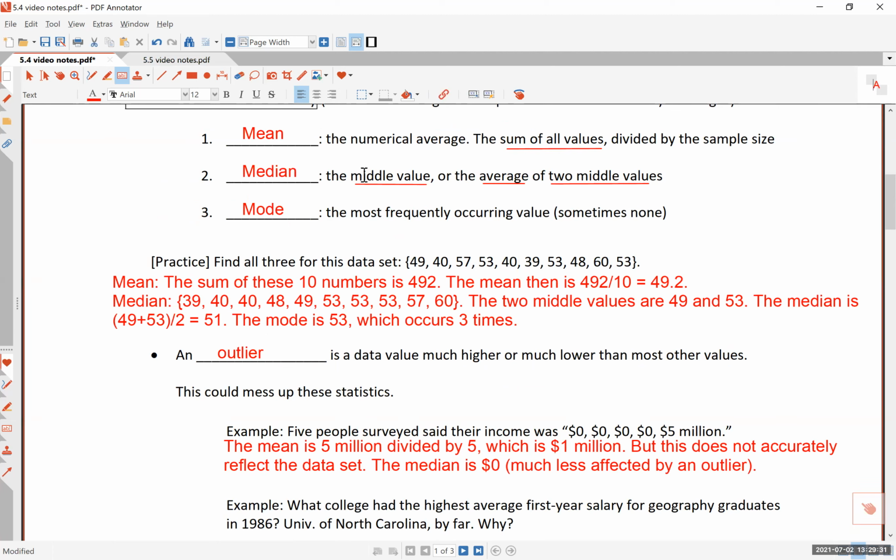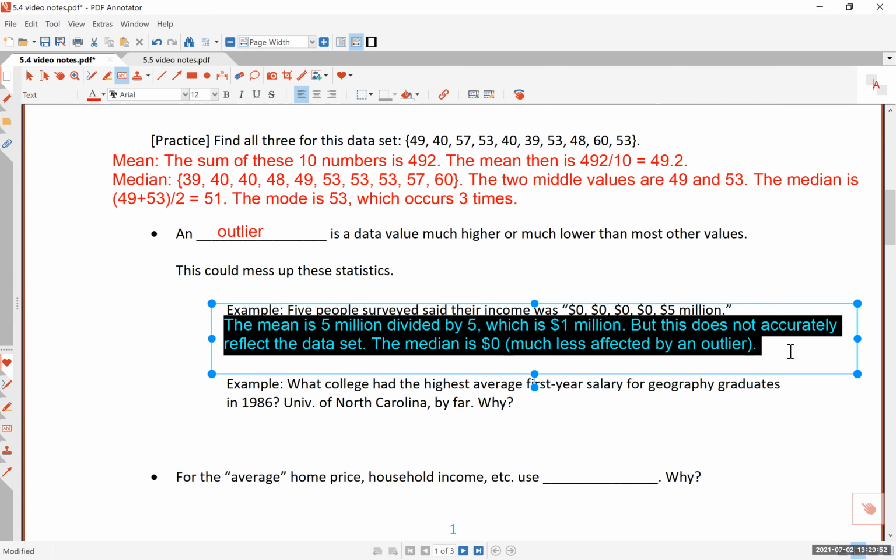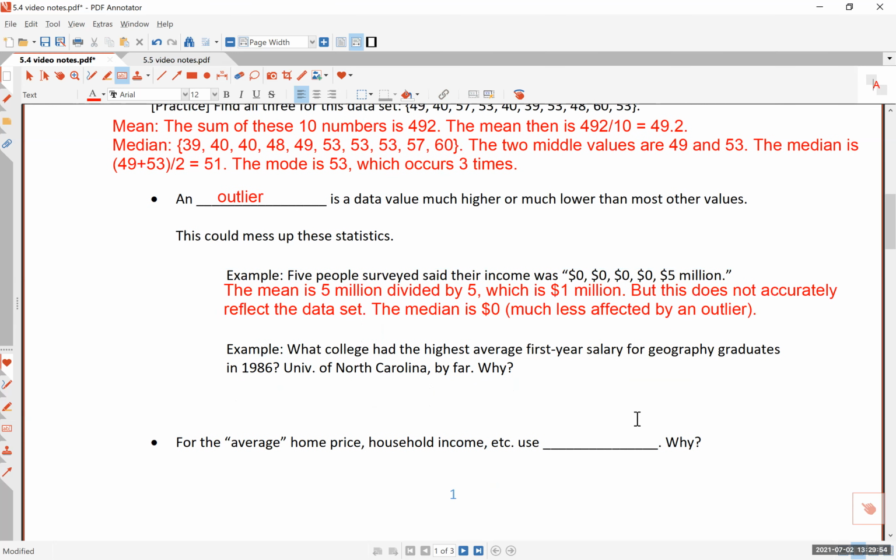Okay, but the median is very, very unaffected by an outlier or a couple of outliers. So the median is a better reflection when you have a lot of different data numbers, including outliers. All right, so that's why we have more than one measure for the central tendency.